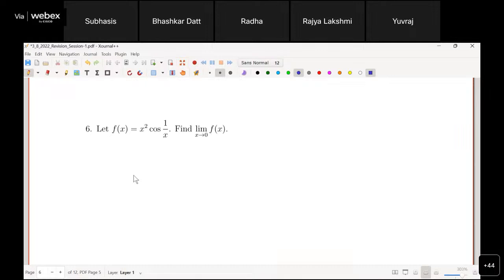We know cos x is bounded between -1 and 1. So the inverse of that is again bounded, both the same. Then you multiply by x square. So what I have is cos 1 by x, right? Correct or not? So can you tell me the range of cos 1 by x?